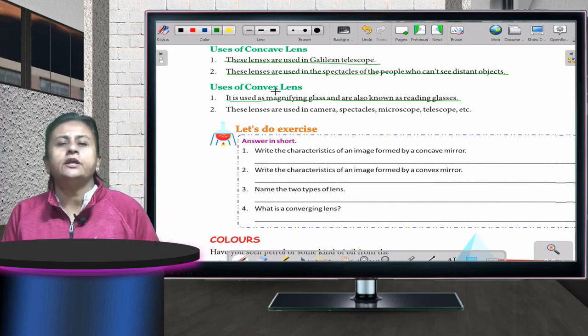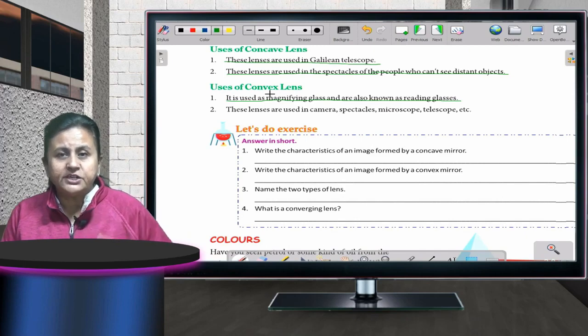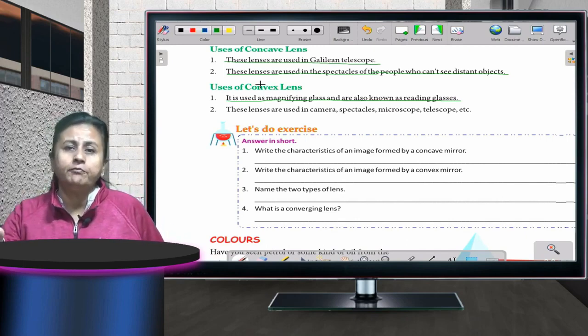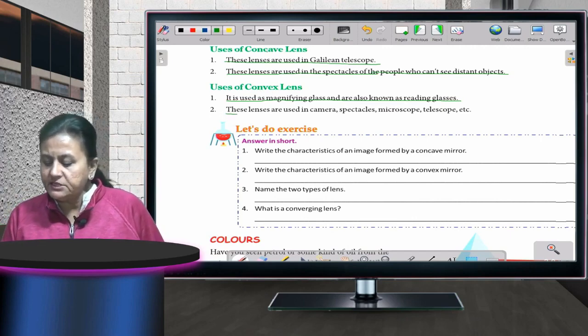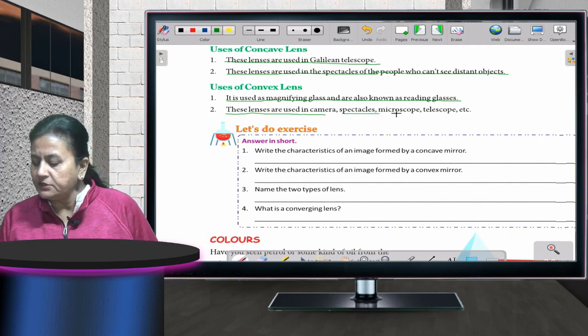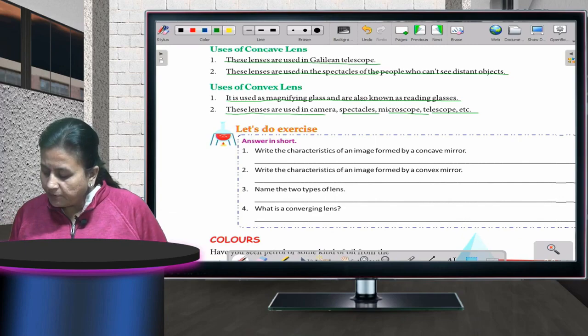In case we are not able to read small things, the things which are near to us, we are using a convex lens. But for seeing far off places, for far sightedness, we are using a concave lens. These lenses are used in cameras, spectacles, microscopes, telescopes, etc. Fine, children. Now we'll talk about colors.